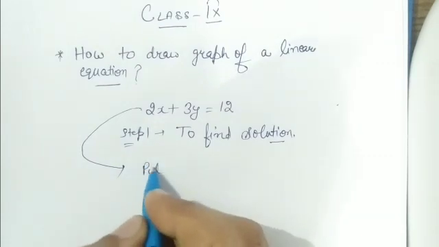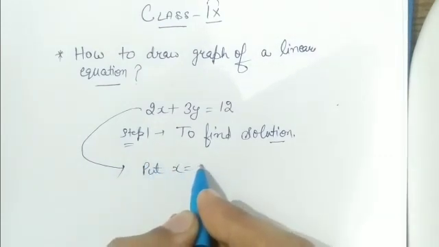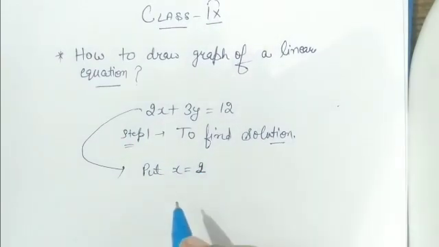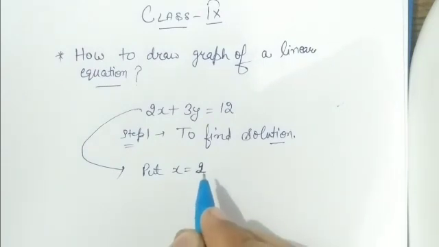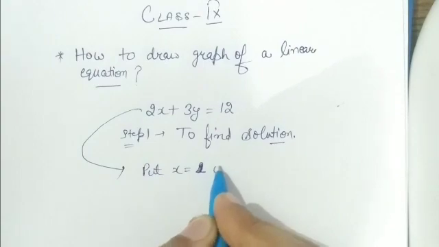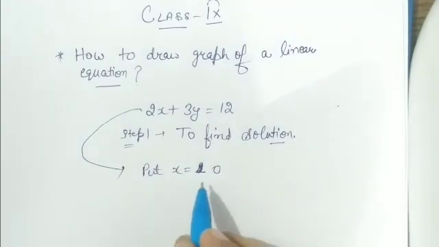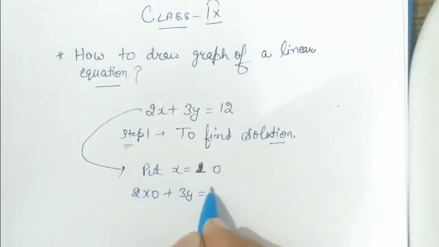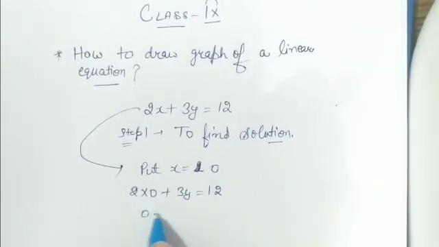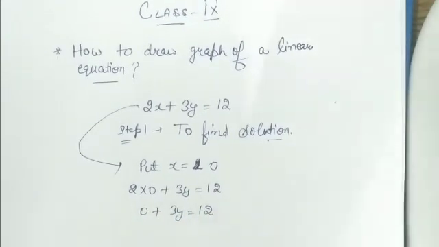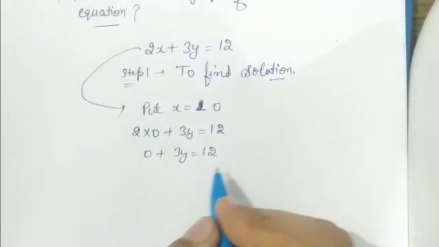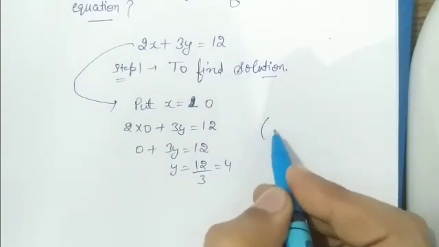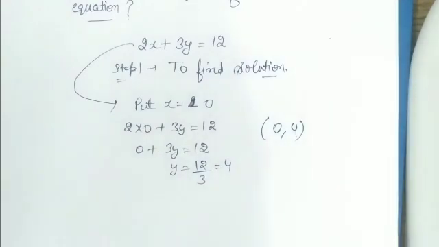I am going to put, let's say, x is equal to 1 or x is equal to 2. Okay, let me take here 0 only. This will be easy for us, otherwise you will get confused. Let's say x is equal to 0. So this will be 2 into 0 plus 3y is equal to 12. 0 plus 3y is equal to 12, and this gives me y is equal to 12 by 3, that is 4. So this is our first solution, that is (0, 4).